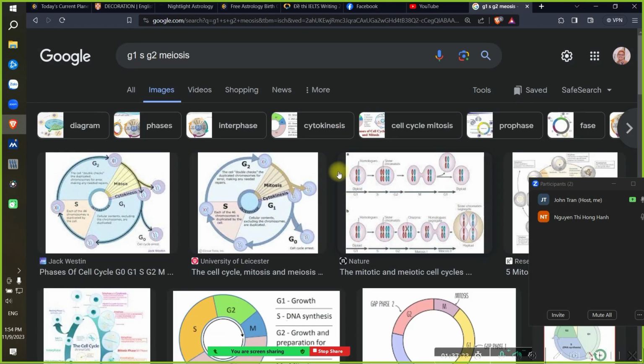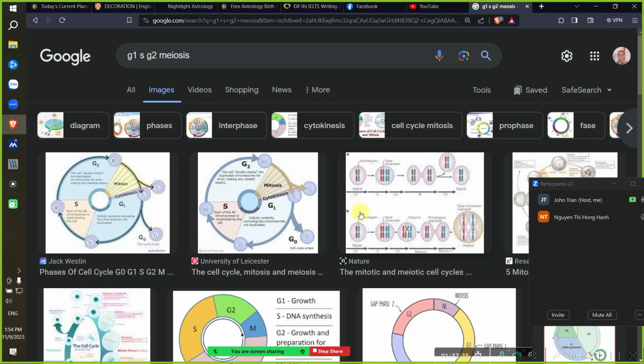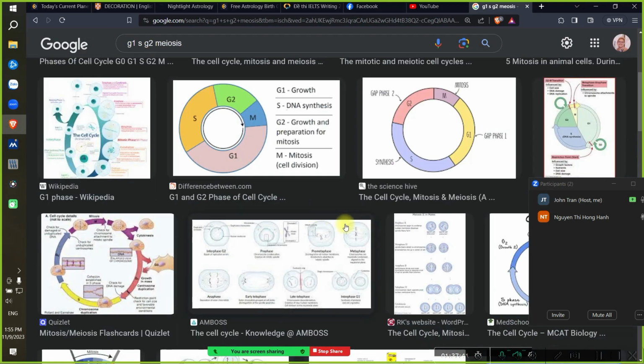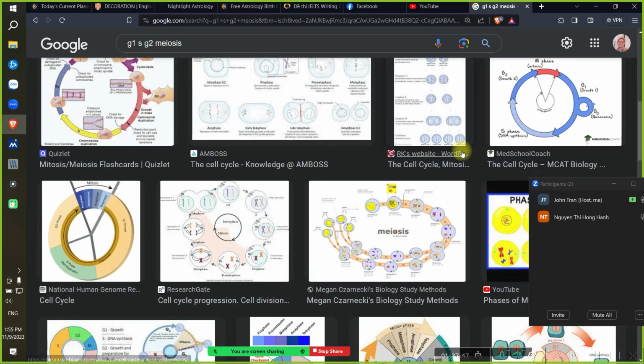But anyway, it's always G1, S and G2, that is interphase, okay? And then you can have meiosis 1, meiosis 2, okay? Just remember that. Sometimes they are not going to draw these things for you, you know? Yeah.